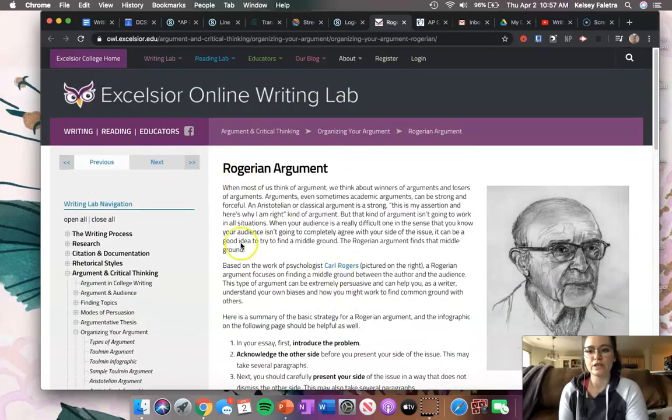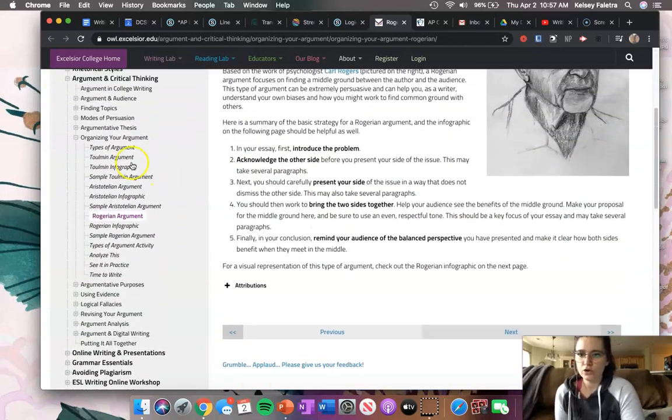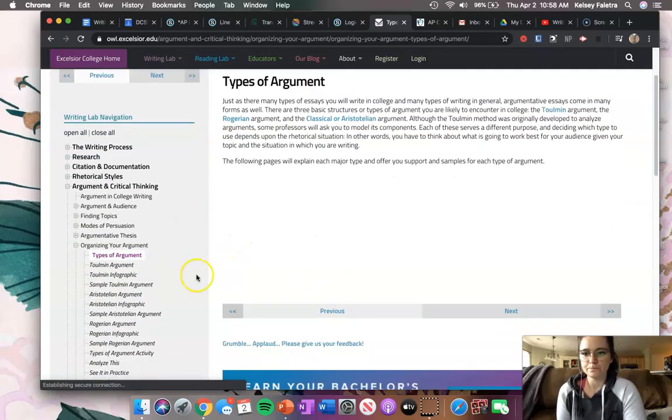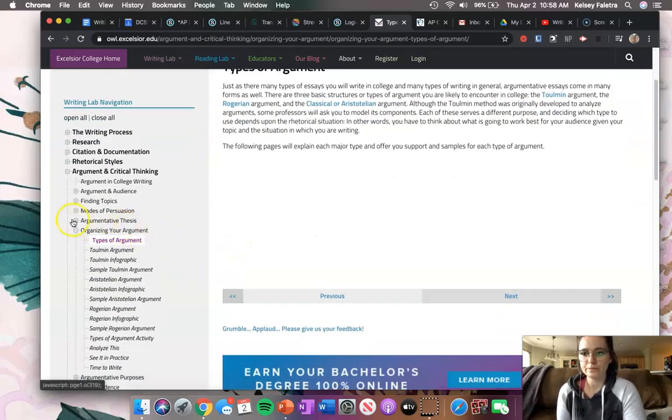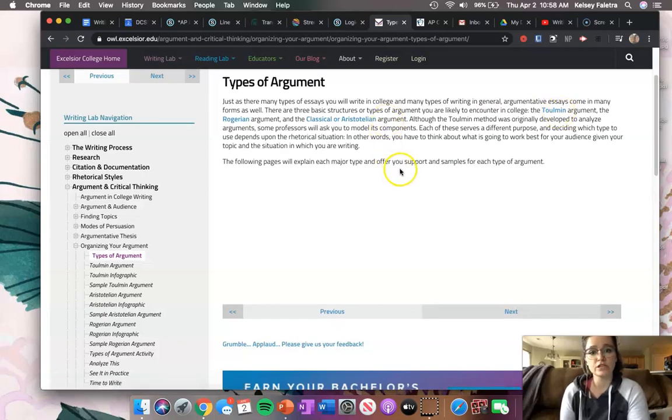This website is really great. It is a writing lab, a college writing lab, and it breaks down Toulmin, Aristotelian or classical, and Rogerian arguments. So if we go back to the first part here, organizing your argument, we see that there's Toulmin, Rogerian, and classical or Aristotelian.